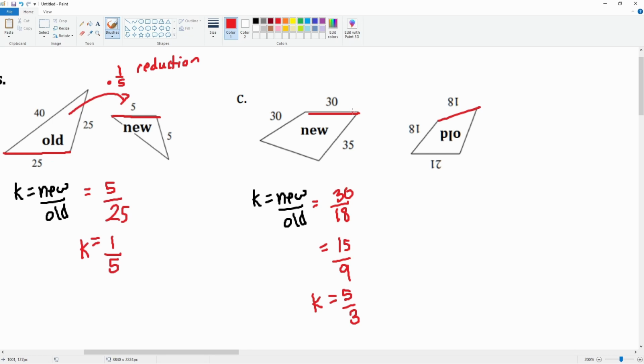So from the old to the new, it is getting bigger, right? So that is an enlargement. That means that the k value has to be bigger than 1, which makes sense because we multiply by a k value of 5 over 3. There you go.